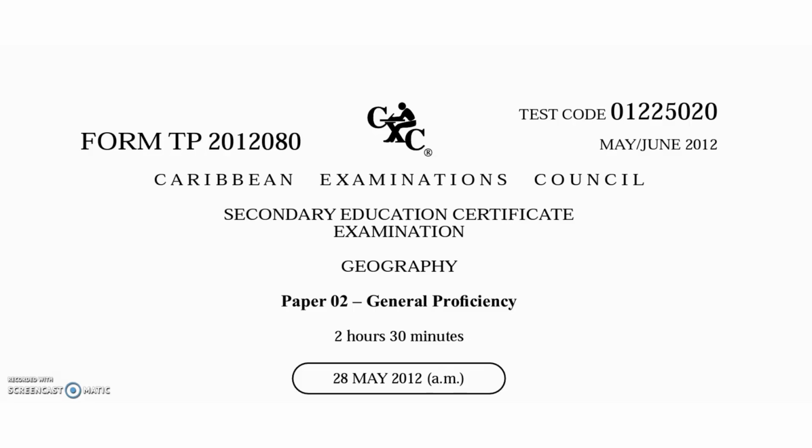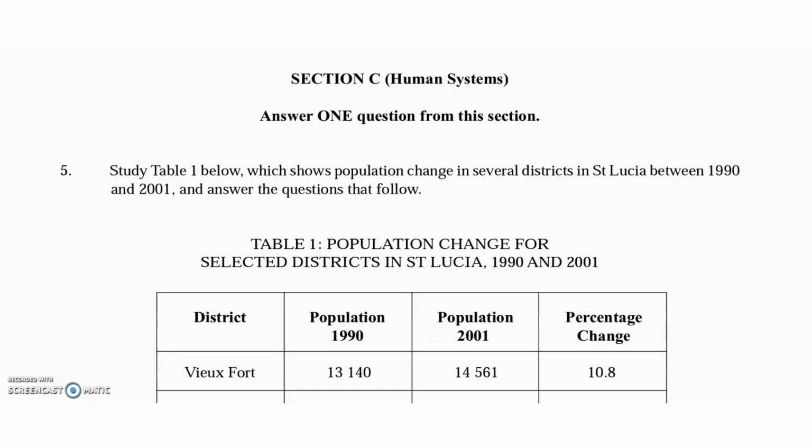All right, in this particular video, I'd like to go through 2012 paper 2, general proficiency geography, specifically looking at section C and section D. Just to remind you all, you will see multiple repeats from previous papers. As a matter of fact, on the channel, you will see the 2011 paper. From 2011, 2012, and onwards, you might see a lot of repeats for section C and section D.